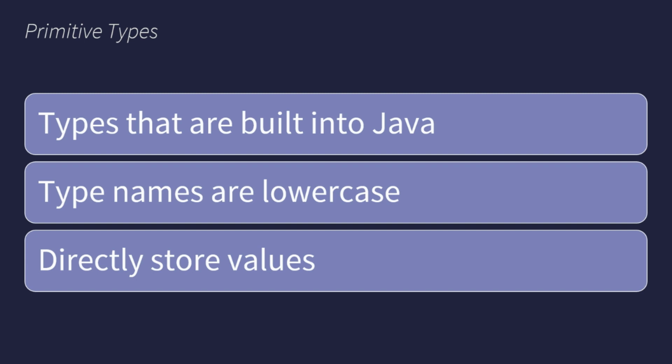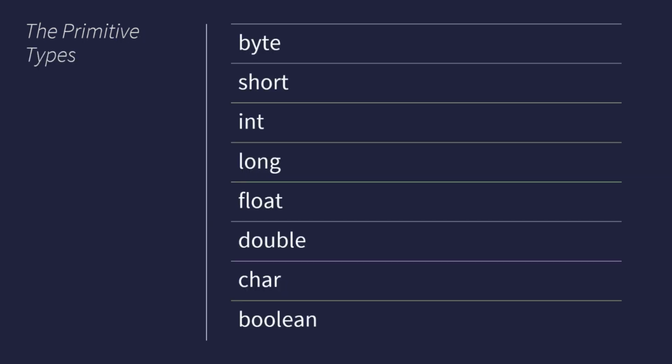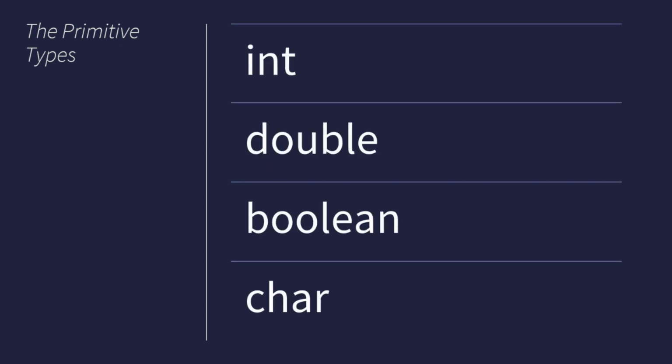These are types that are built into Java. The type name begins with a lowercase and the variable directly stores the value that you have written to it. The primitive types in Java are what you see on the screen. However, a lot of these types actually have very similar behavior to each other, and they're just storing bigger or smaller values. So in this series, I'm going to only cover the most common types.